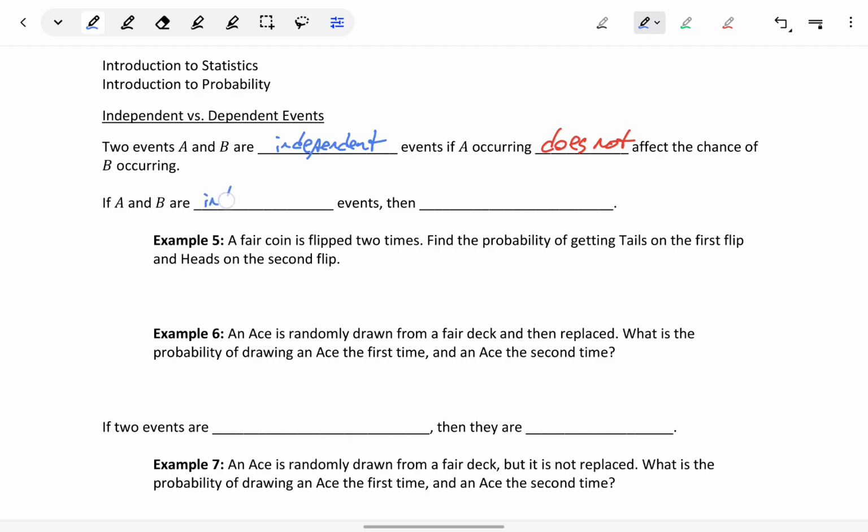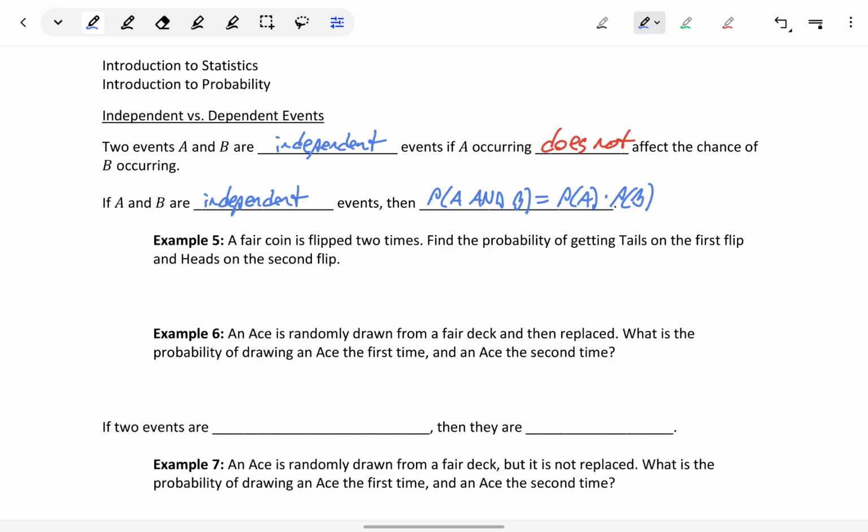So if A and B are independent, then the probability of A and B is just equal to the probability of A times the probability of B.